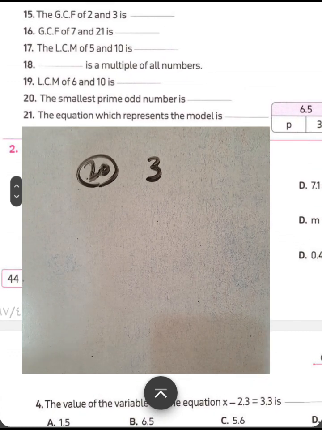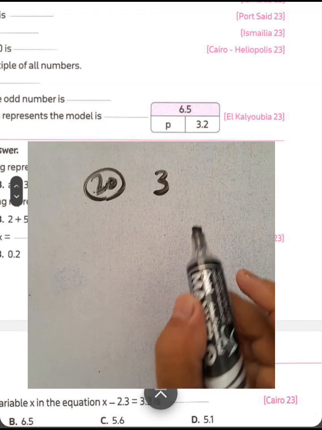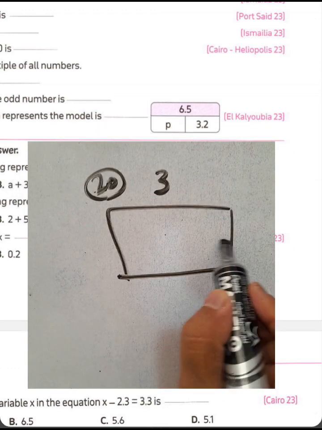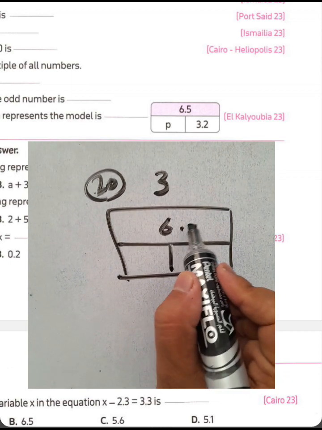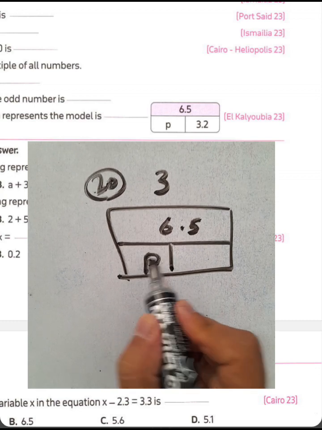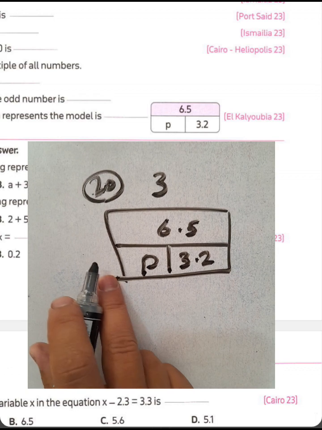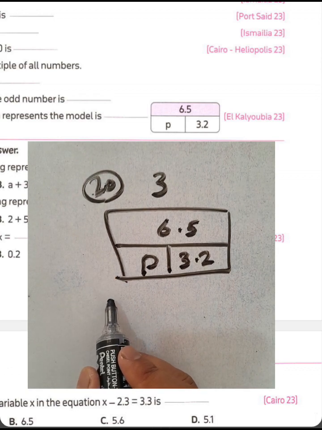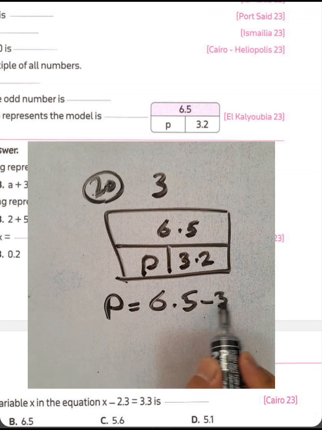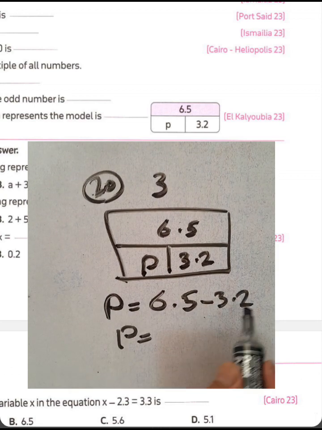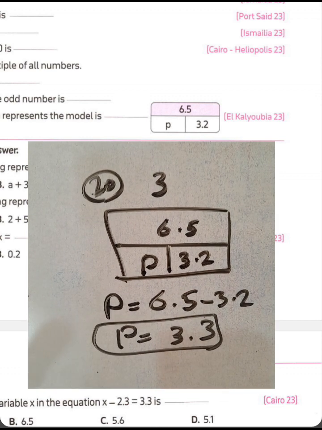Question 12: the equation which represents a model here. Okay, look at this model. We have the table divided here into 6.5, and here P and 3.2. Then we can find b by writing the equation. We know b equals 6.5 subtract 3.2. b will equal 6 minus 3 equals 3, and 5 minus 2 equals 3. The result will be 3.3.